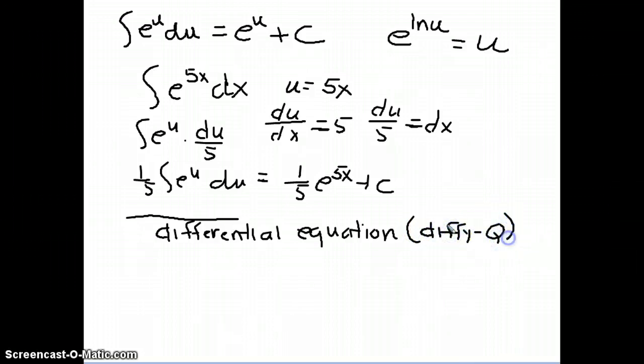All it means is that I'm giving you the derivative in equation form. For example, dy dx is x. And when I solve this differential equation, I'm still looking for the family of curves that yields this derivative.